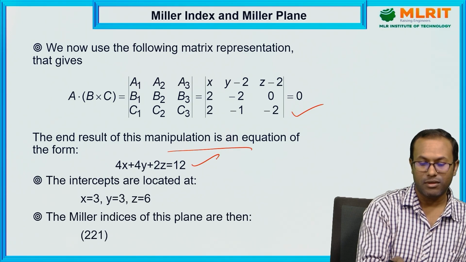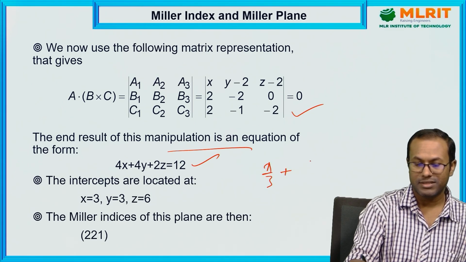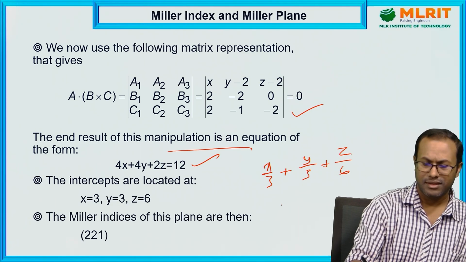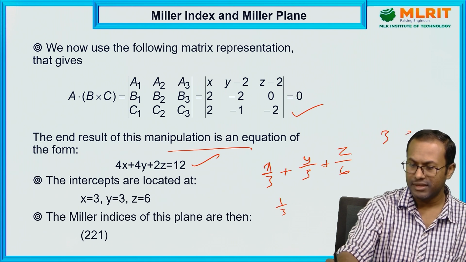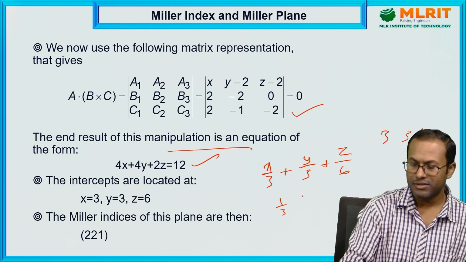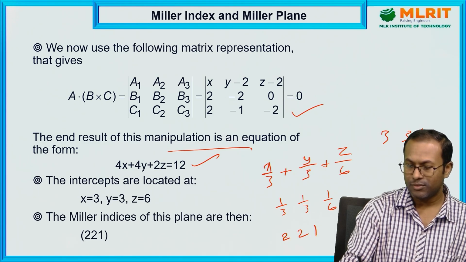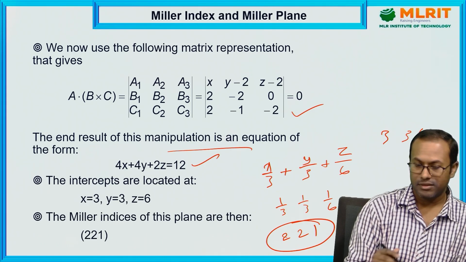Now the intercept is located at, if we divide by these things, x by 3 plus y by 3 plus z by 6. So the intercepts are 3, 3, 6, then the reciprocals are 1 by 3, 1 by 3, 1 by 6. If we multiply by 6, that is the LCD, then it will come 2, 2, and 1. So this is the Miller index of this plane.